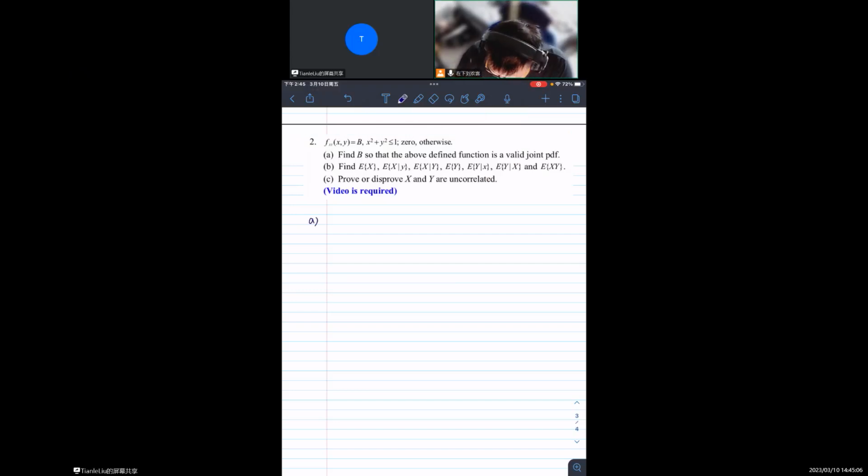For problem A, we need to find the b so that the above defined function is a valid joint PDF. For this valid joint density function, we should know that the range of x and y is a circle with radius less than 1.